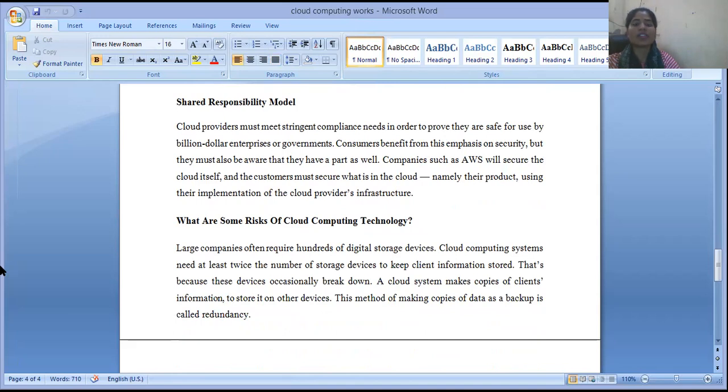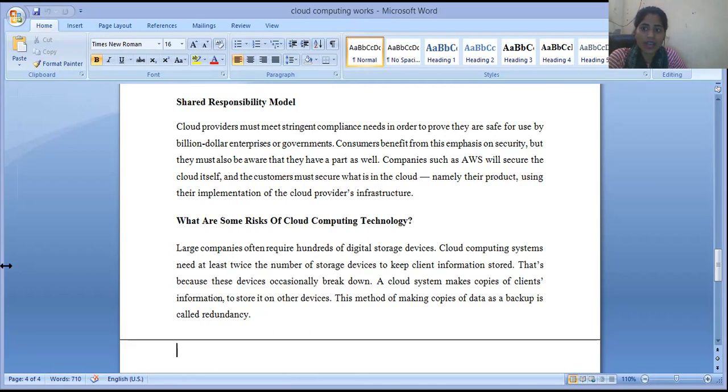What are some risks of cloud computing technology? There are various risks under cloud computing technology. One of them is what cloud providers must meet. Cloud requires hundreds of digital storage devices. A cloud computing system needs at least twice the number of storage devices, isn't it, twice the number of storage devices to keep the client's information stored. That's because devices occasionally break down.